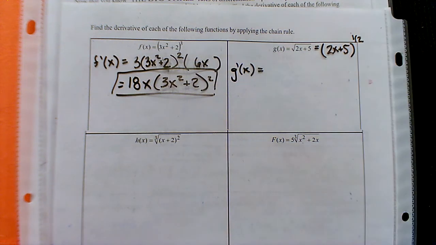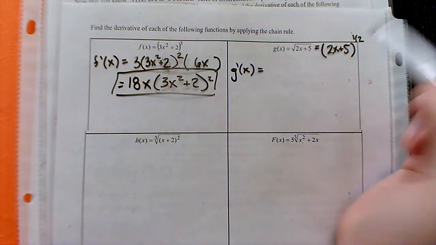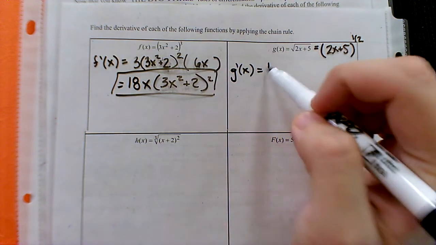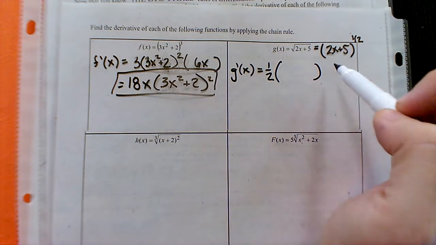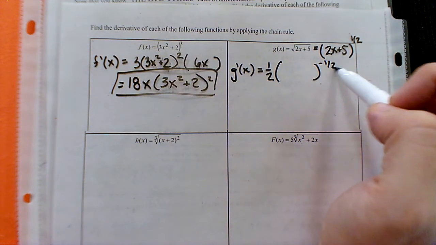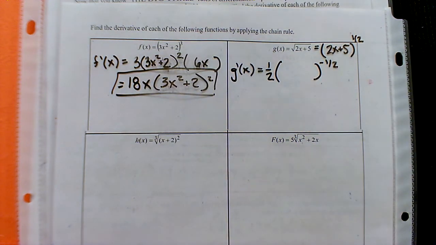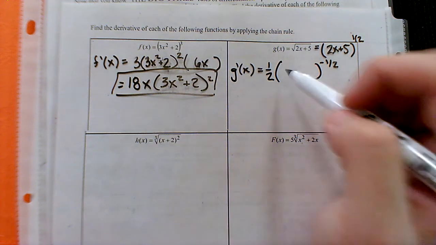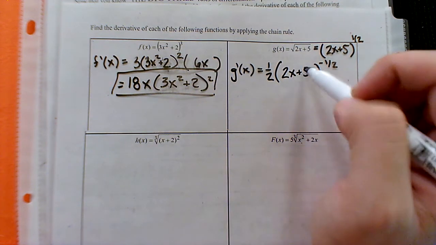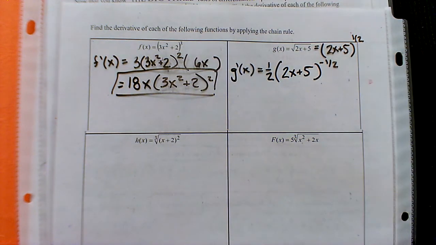Notice how the 1/2 power is on the outside, so we're going to do that derivative first. We would bring down that power, and our new power would be -1/2. We got to keep the inner layers though. Anything that's left on the inside, we'll keep it.